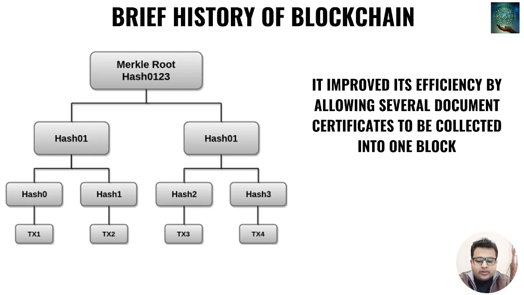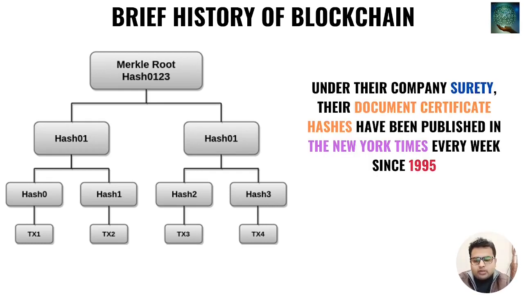The advantage of the Merkle tree design was that it improved efficiency by allowing several document certificates to be collected into one block. As you can see in the tree structure, every leaf node contains a timestamp of a document. So in a single block, you can save the data of multiple documents. They got this advantage by using the Merkle design. So hashing makes the system secure. It cannot be tampered with.